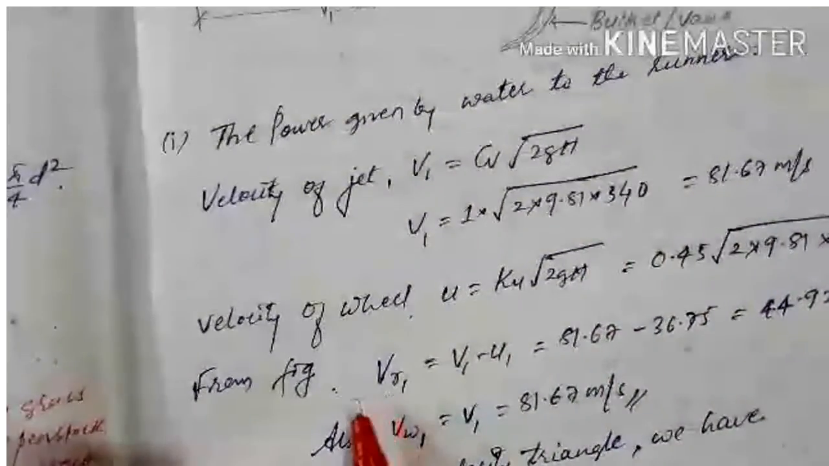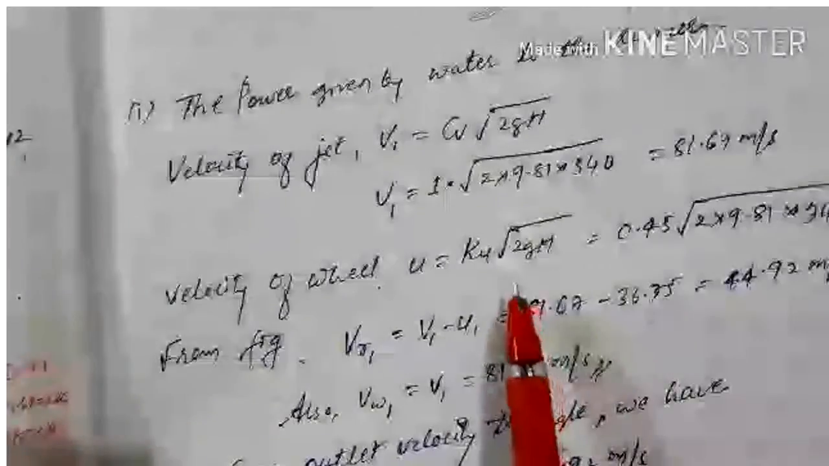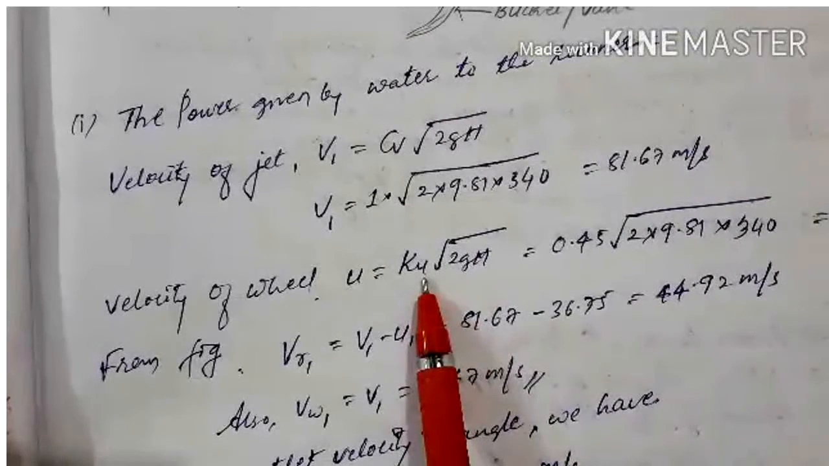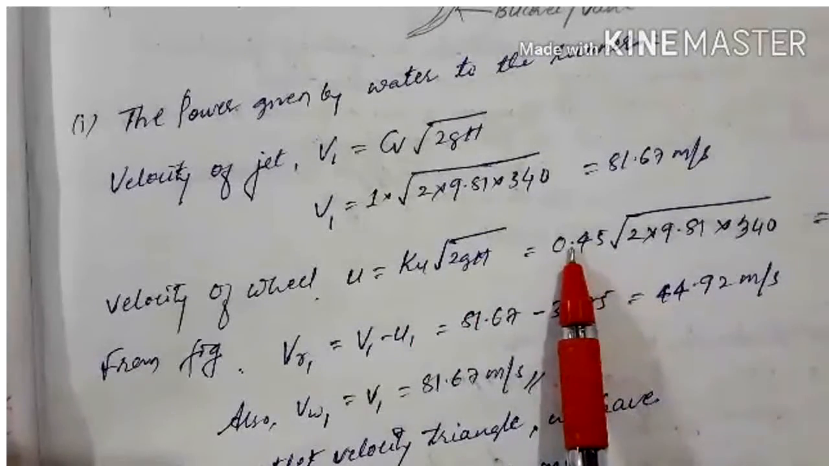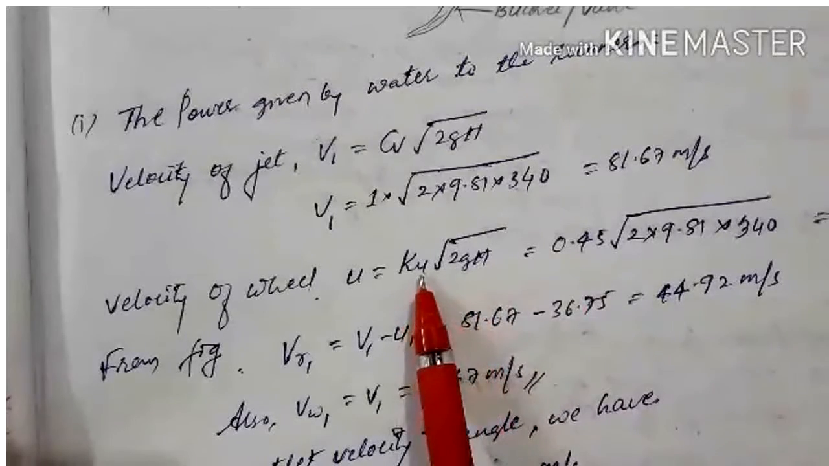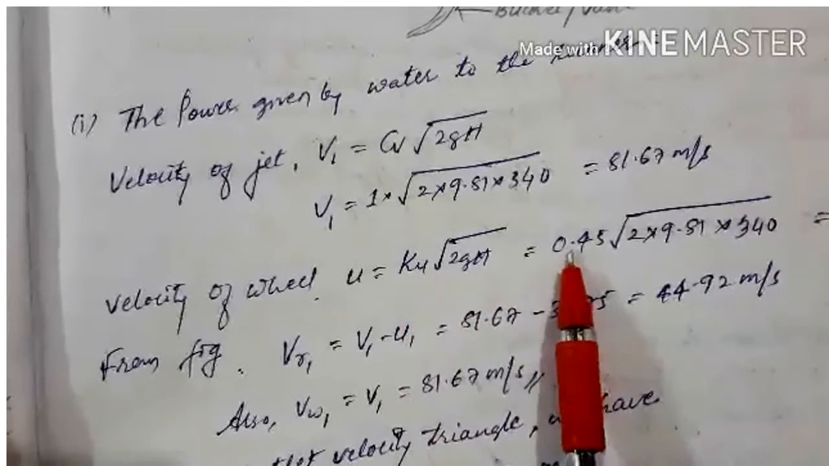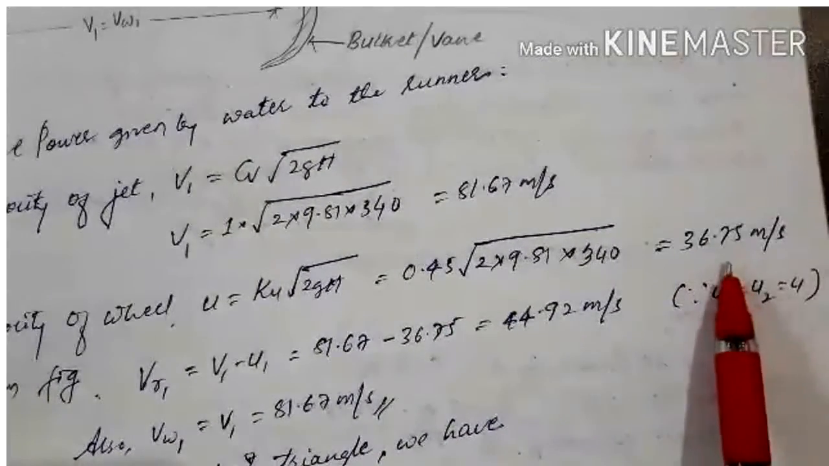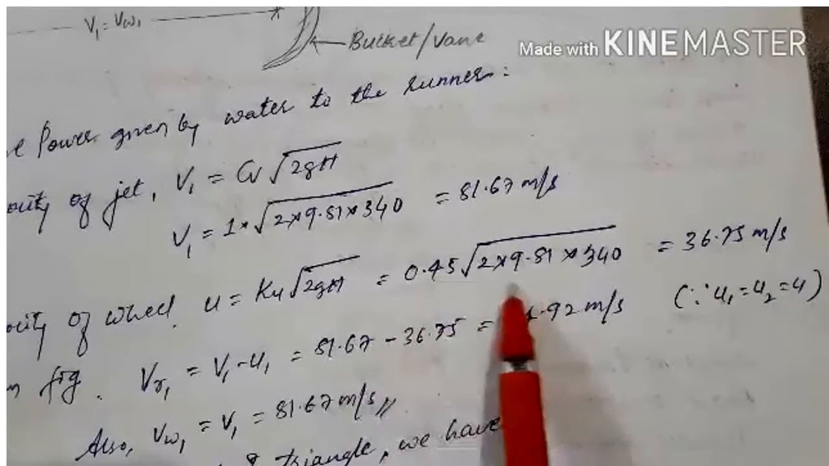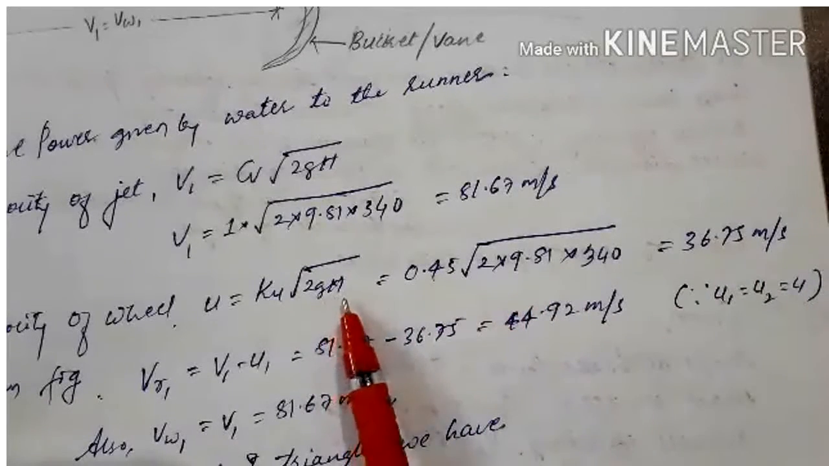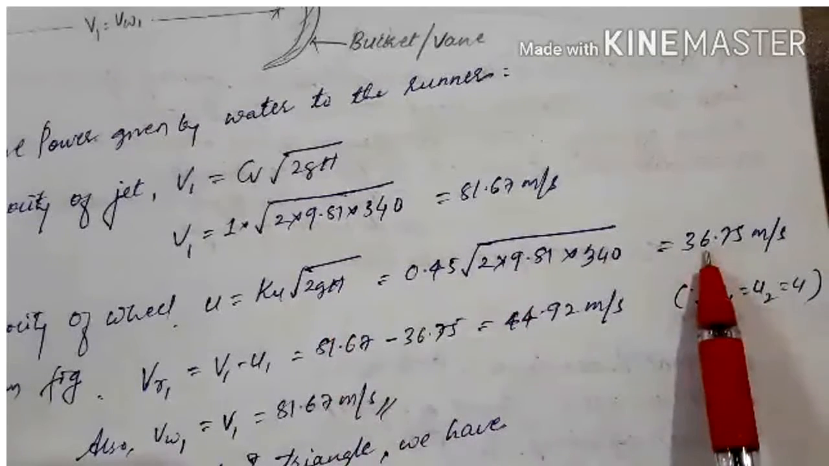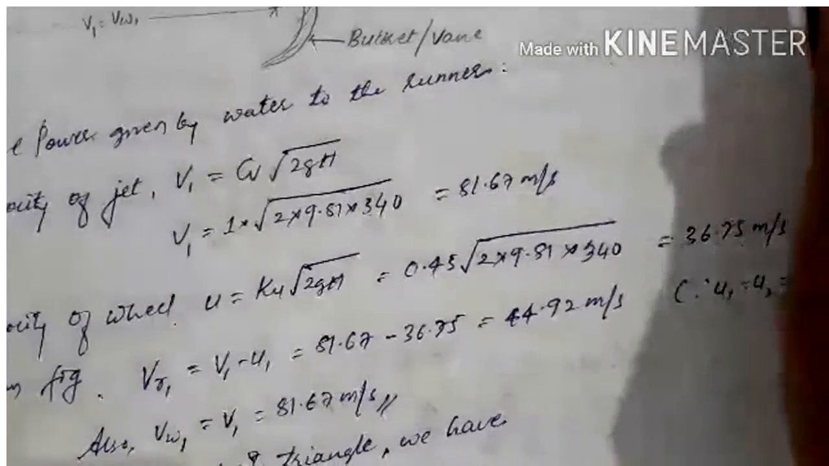Then after this, the velocity of the wheel, that is U equal to Ku into root of 2gh, where Ku is 0.45, that is also mentioned in the problem. We have to take the speed ratio, which is 0.45, then the velocity of the wheel will be this much. Substitute all the values, that is g and h. The h is the net head available at the inlet of the turbine. Then finally we get 36.75 meter per second.